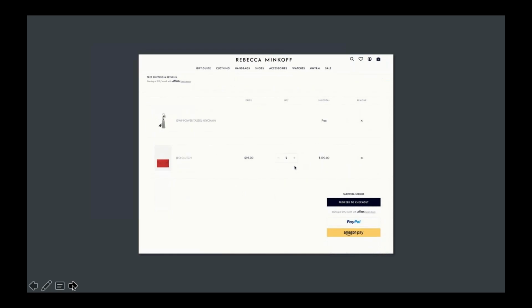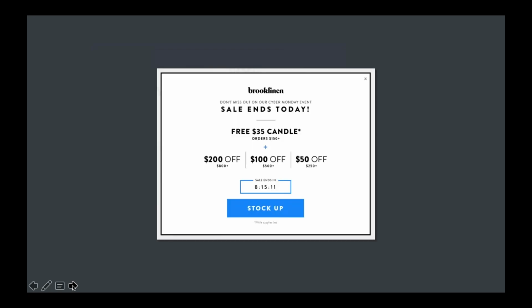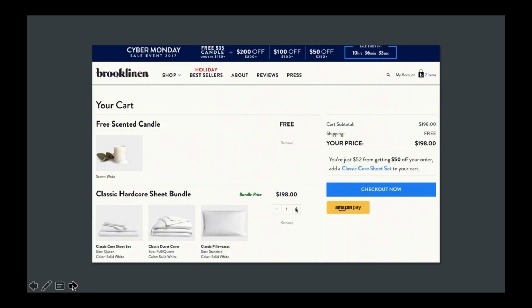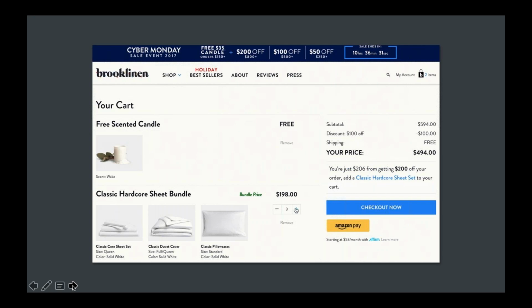Then came the dollar off tier. From right to left, spend $250, get $50, spend $500, get $100, spend $800, get $200. Now again, all of this took place at the cart level.